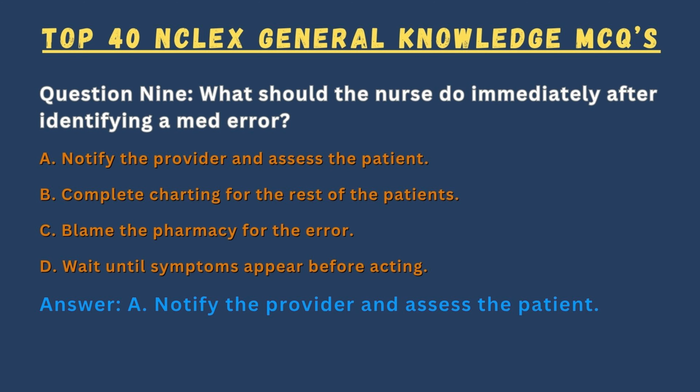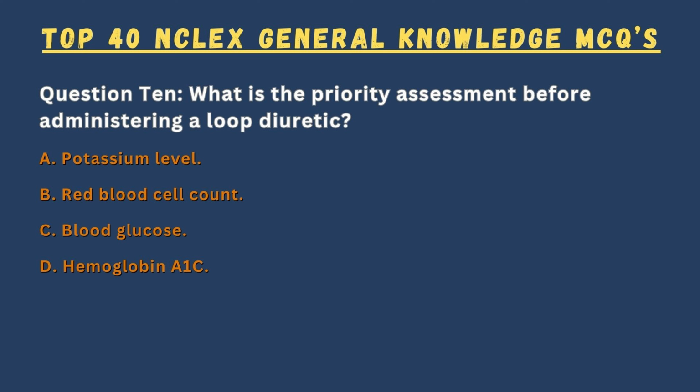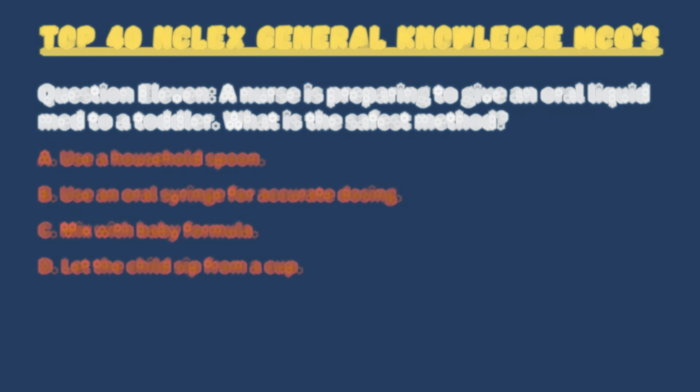Answer. A. Notify the provider and assess the patient. Question 10. What is the priority assessment before administering a loop diuretic? A. Potassium level. B. Red blood cell count. C. Blood glucose. D. Hemoglobin A1C. Answer. A. Potassium level.